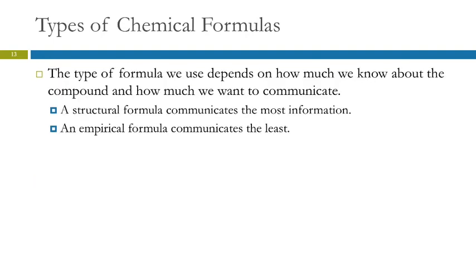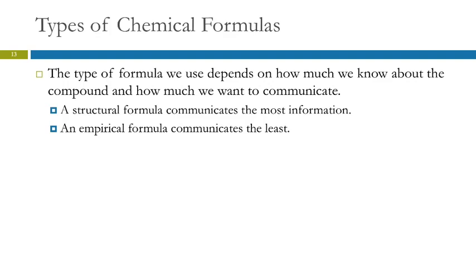Which formula we use depends on how much we know about the compound and what we're trying to communicate to others. The structural formula gives us the most information, but it's sometimes really awkward to write, and especially to put into a computer. You have to get out a graphics program of some kind. It's a pain in the neck. But it gives a lot of information. Empirical formula communicates the least, but it's much easier to type into a computer. So which one we use just depends on the situation, and you would not be expected to know that.